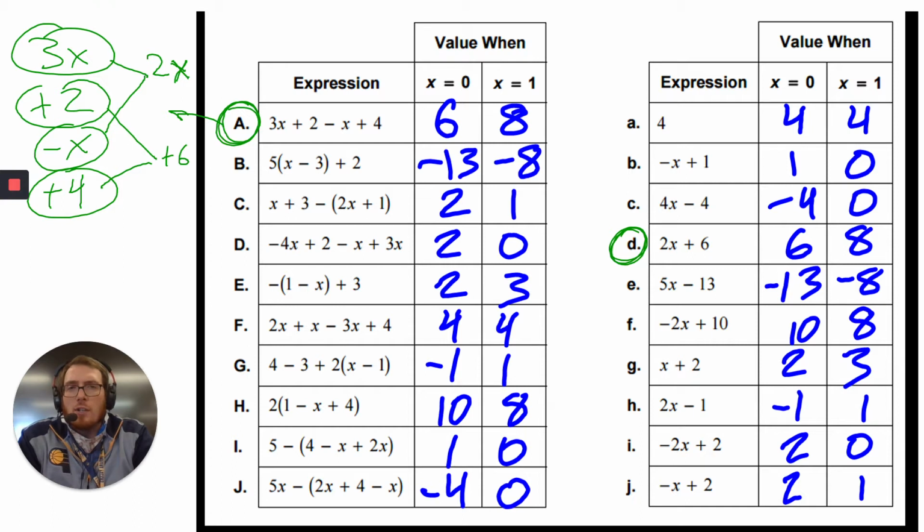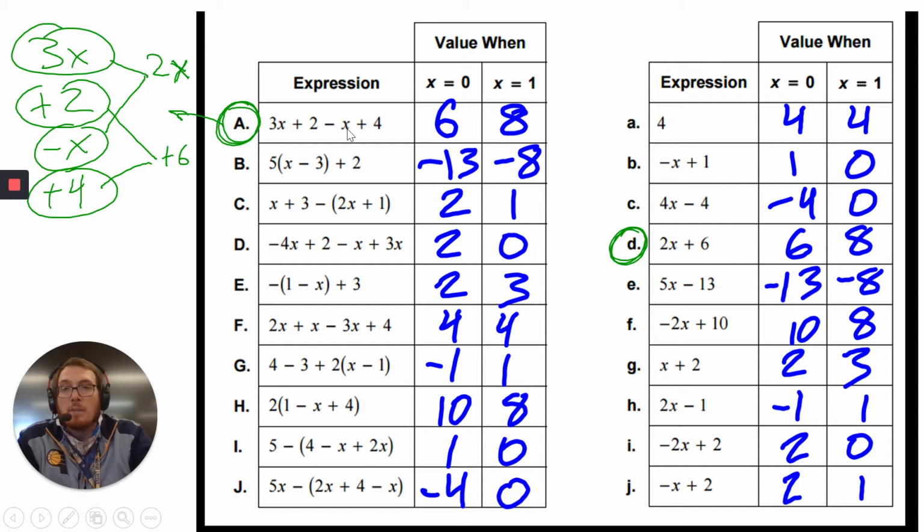Okay, this is a chart, and what I've done here is I filled in all the answers. I took 0 and plugged it into the expression to see what I get. So I get 6: 0 times 3 is 0, plus 2 is 2, minus 0, and then plus 4 is 6. If I plug in 1, I get an answer of 8. I don't want to spend too much time on the plugging in of the numbers. What I want to focus on is how to deal with simplifying expressions.